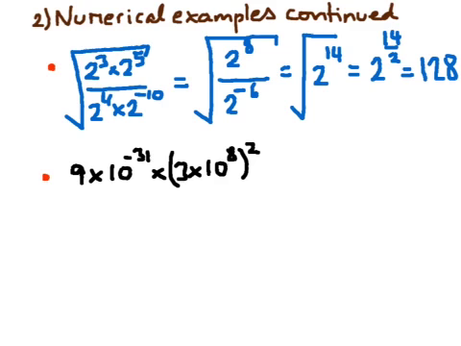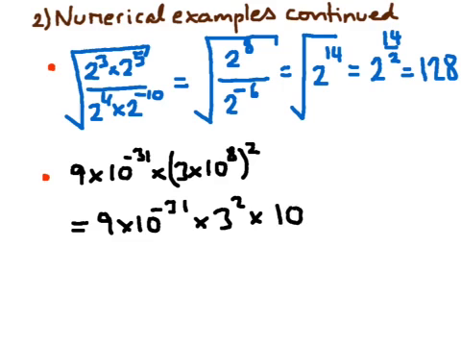The second example, as I said, is the sort of thing that often happens in scientific calculations. So what we have here is 9 times 10 to the minus 31. We then have a quantity of two numbers multiplied together squared, so the square of that is the square of each of the factors. So we have times 3 squared times 10 to the 8 squared. 10 to the 8 squared means 10 to the 8 times 2, which is of course 10 to the 16.